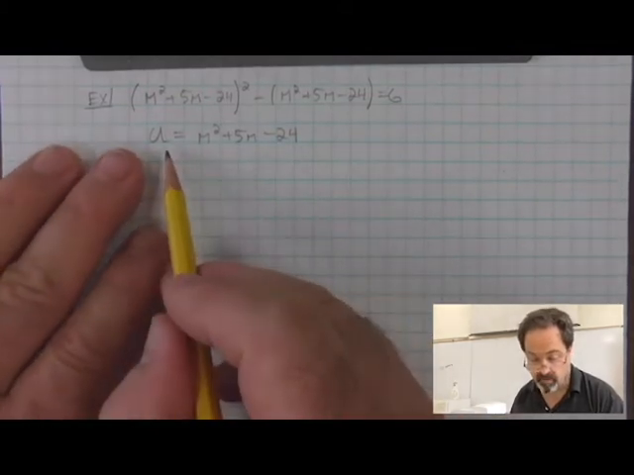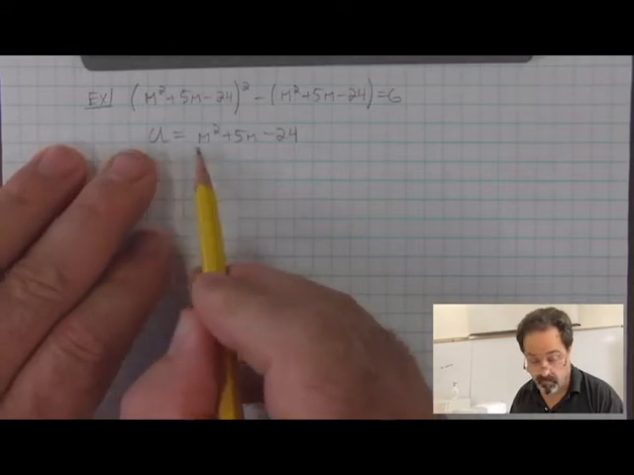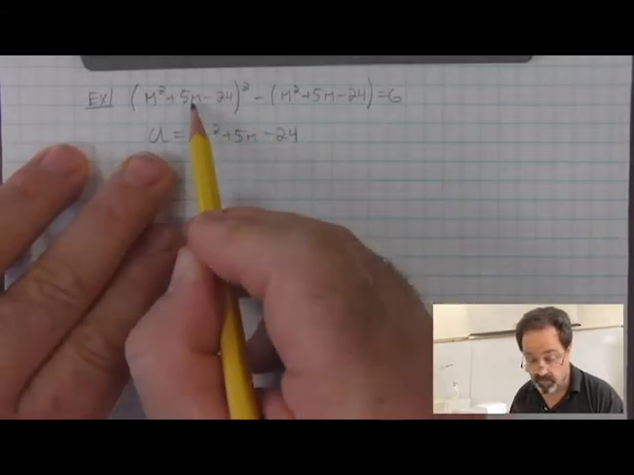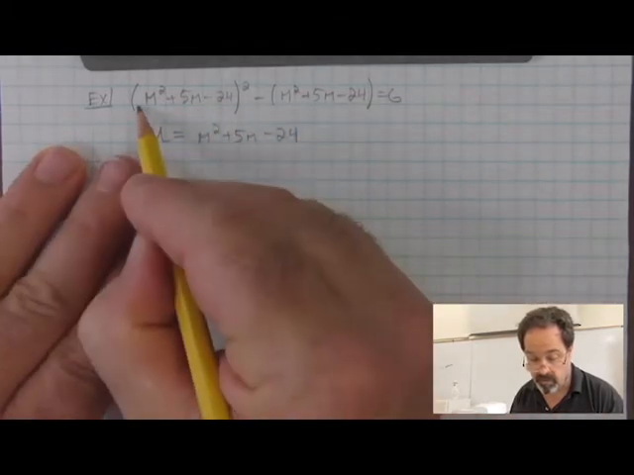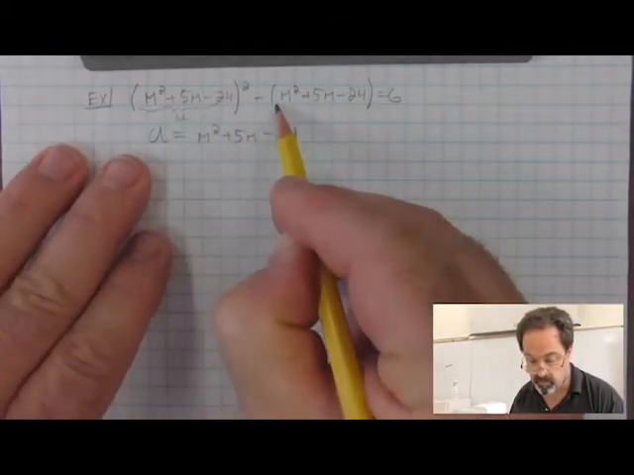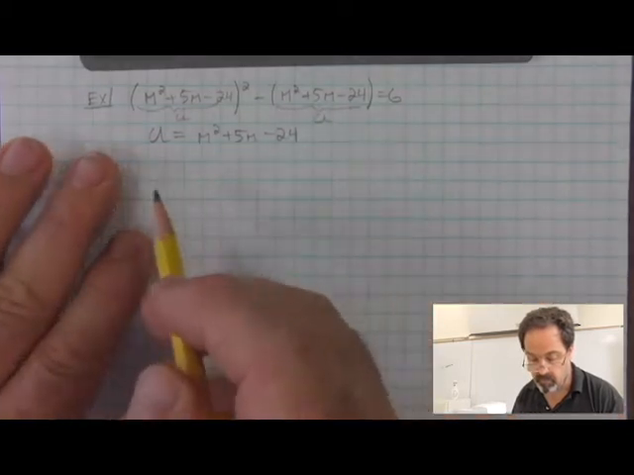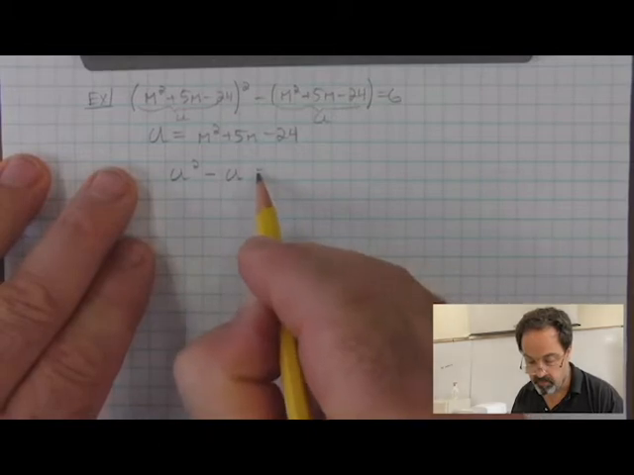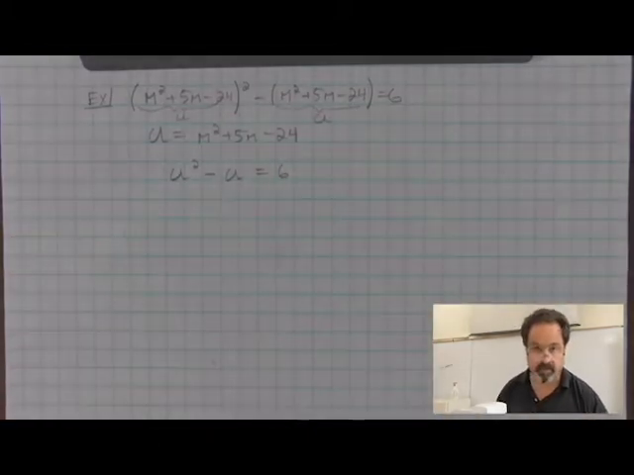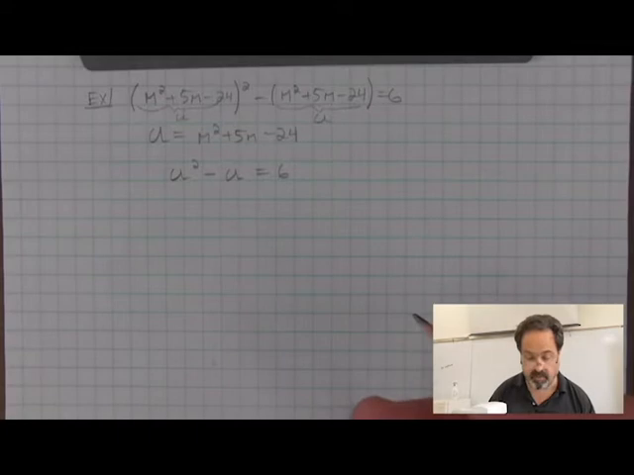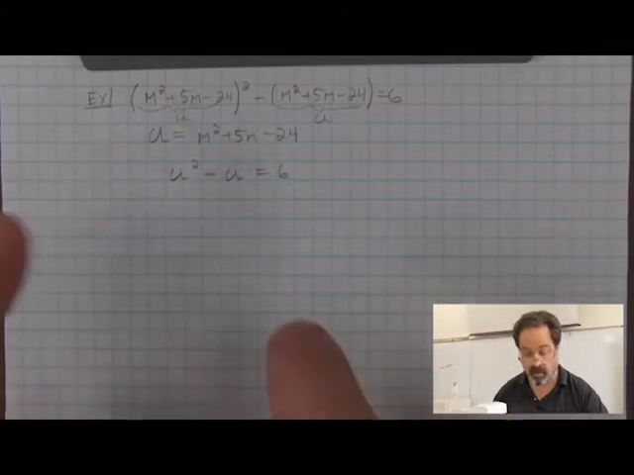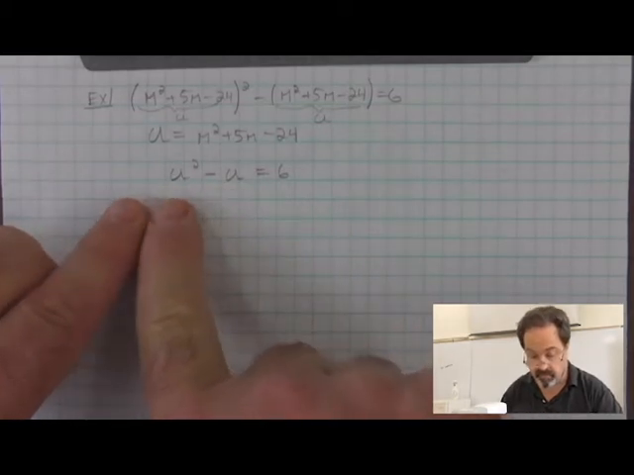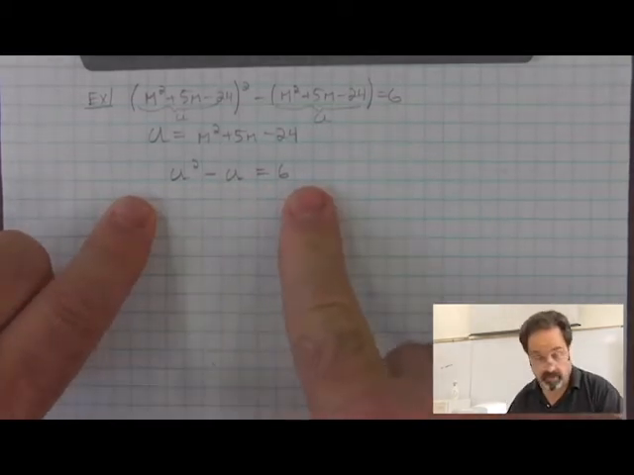In this case, if I assign the letter u to be the expression m squared plus 5m minus 24, which I see repeated here, then each of these pieces can be replaced with the u to make this u squared minus u is equal to 6. After I've done that substitution, I can focus on solving for u. This quadratic equation is fairly easy to deal with.